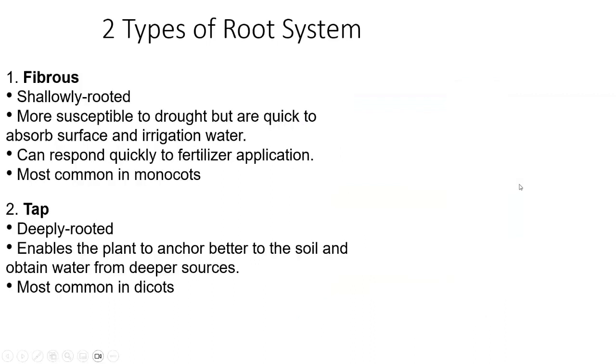There are two types of root systems. I've already mentioned that most of our monocots have a fibrous root system. Most fibrous roots are going to be shallowly rooted, so they don't go far into the soil. Oftentimes they're more susceptible to drought because they are more on the surface. They are not able to go deep into the soil to pull up water. However, they are quick to absorb irrigation water.